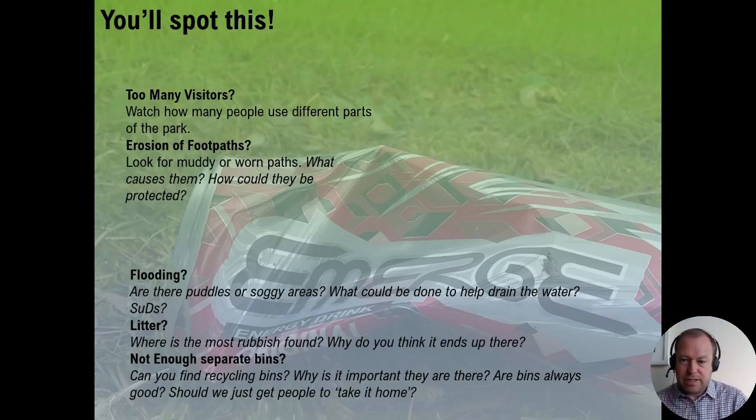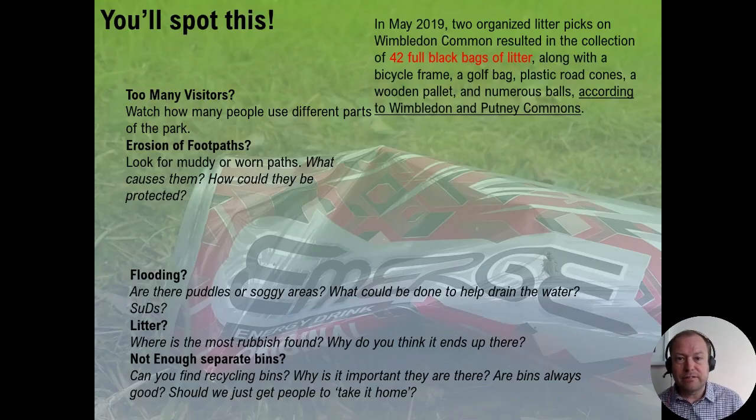And then, of course, the obvious thing of litter. Where is the rubbish found? Why does it end up there? Are there separate bins? Is there a local school? Is it particularly noticeable there's lots of litter after the weekend when there's lots of barbecues there on a summer weekend? Are there recycling bins? Is it important that they're there? Should they not be there? Should we just get people to take it home? Could we design posters to that effect? If you bring some rubbish, you should perhaps take it away. That's a definite viewpoint that people could have. So that's surface level things that you would definitely spot.